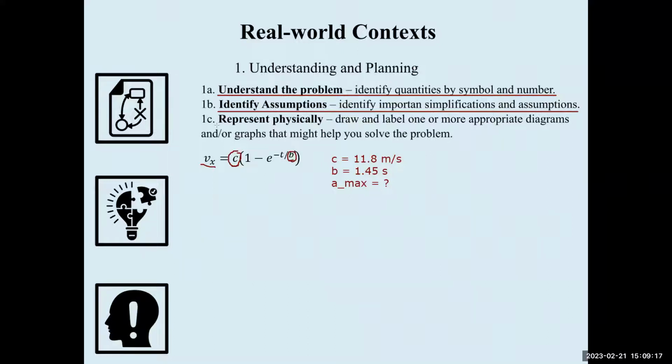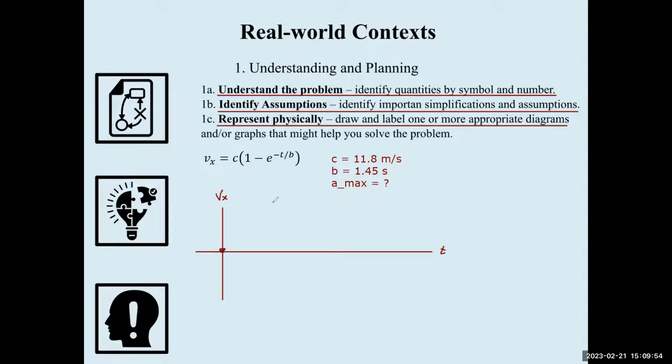Last, I'm going to represent what's going on physically, and in particular, I really want to know what this equation looks like, so I'm going to think about graphing it. If I were to make a quick graph of the velocity versus time, I can do a couple of test points here. First of all, I see that the velocity at t equals 0 is going to be 1 minus e to the 0, which is 1 minus 1, which is 0. So I'm starting down here.